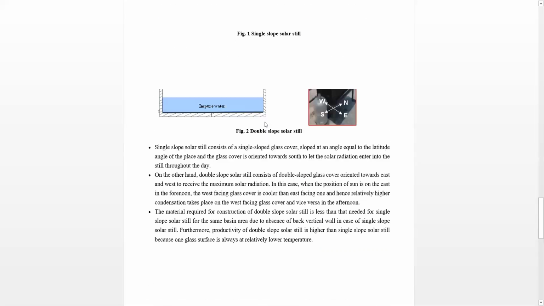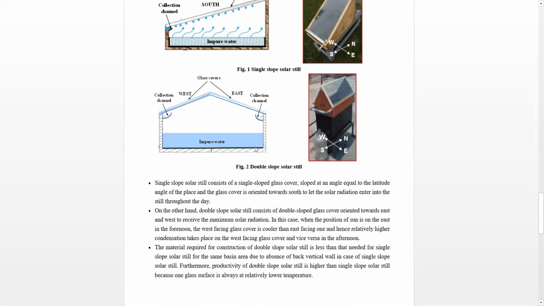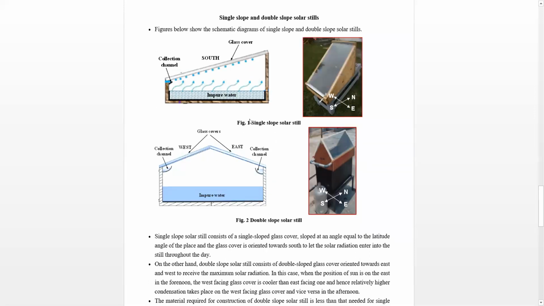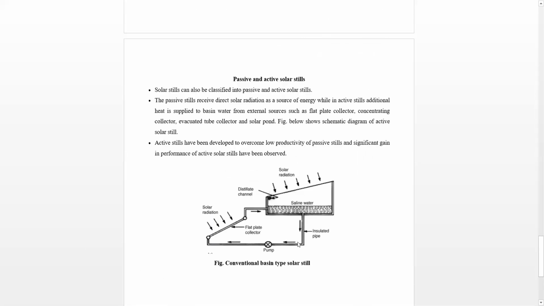because they receive solar radiation only from the sun, right? So there is no external source of heat supply to the basin water. Whereas in the case of an active solar still, additional heat is supplied to basin water from external sources such as a flat plate collector. Like in this case here, one example figure of an active solar still is shown, where the additional heat to the saline water is supplied through this flat plate collector over here.